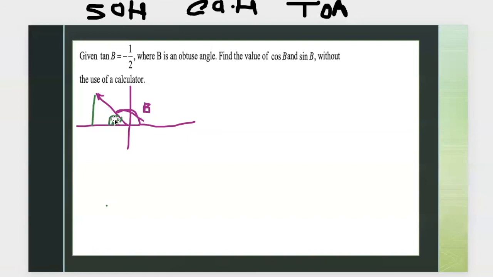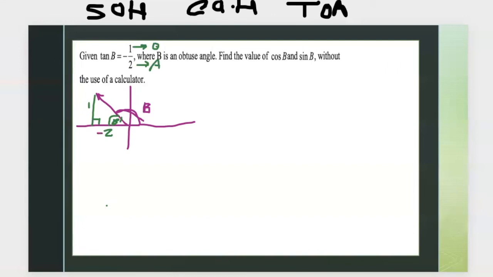Whatever the triangle has on its side is equivalent to the original equation. So we have a right-angled triangle, and the information given is that, forgetting about the sign for now, the opposite side is 1 and the adjacent side is 2. Now we have to figure out which one would be negative. The opposite cannot be negative because it's parallel to the y-axis, so it's a positive 1. But the adjacent is on the negative x-axis side, so it will be negative.